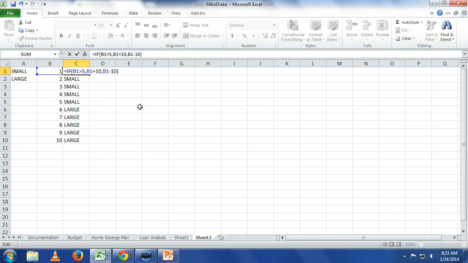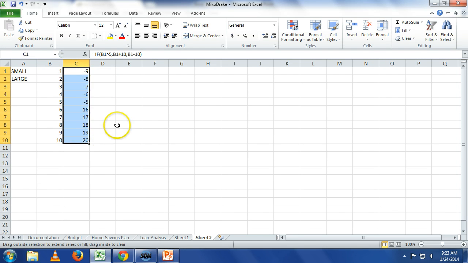And I could have done anything. I could have multiplied by a tax rate or whatever. But I said if B1 is greater than 5, what I want in this cell is take B1 and add 10. If it's not, take B1 and subtract 10. So if I hit enter here, okay, 1 minus 10 is -9, and then 10 plus 10 is 20, right?